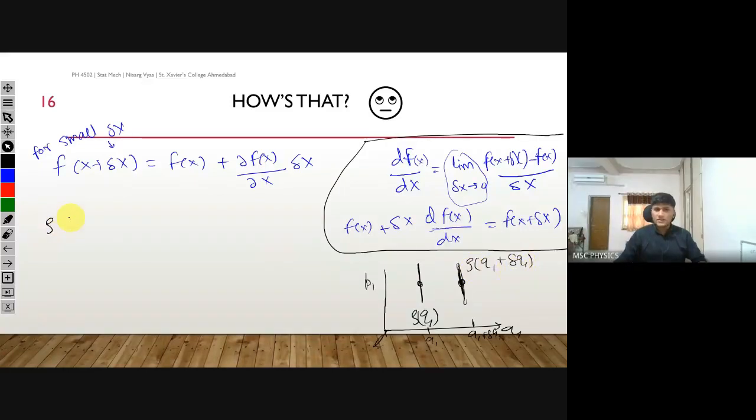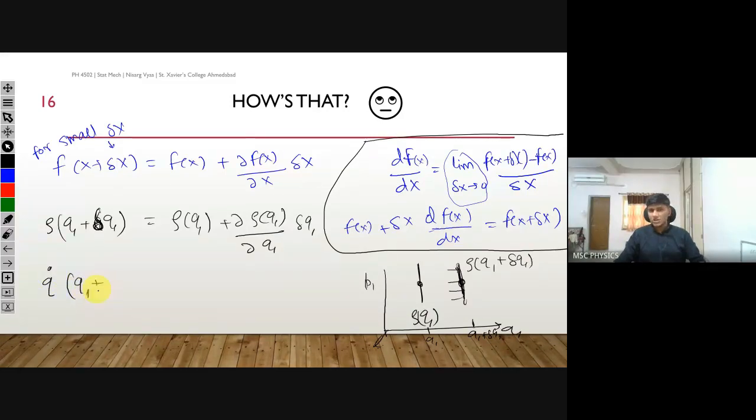And rho of Q1 plus delta Q1, you can write in the same manner: rho at Q1 plus del rho at Q1 by del Q1 into delta Q1. You can write it like this. And similarly, the velocity is this at this point. So here the velocity Q dot is also not actually at Q1, but it is at Q1 plus delta Q1. Velocity at Q1 was Q1 dot, but it is not at Q1. It is at Q1 plus delta Q1.